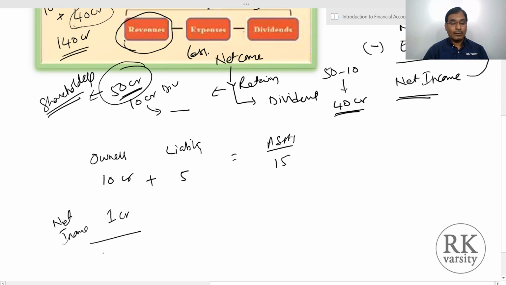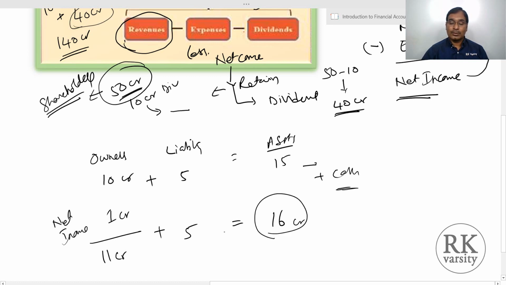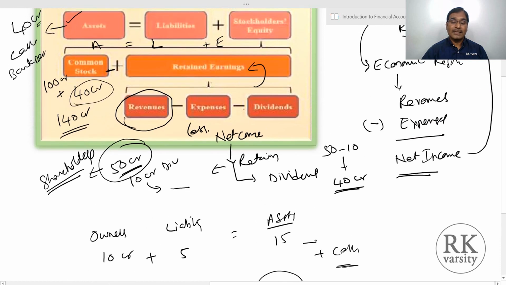Now what will happen to the owner's equity? Owner's equity now becomes 11 crore, and assuming the liability is not paid, it stays the same 5. Then your total assets should be 16 crore: the beginning 15 crore plus the increase in assets in the form of cash or cash equivalents or any other asset. This is how the extended equation helps. The retained earnings come from revenue generated minus expenses incurred, and if any dividends are paid, the balance is the retained earnings, which belongs to the common shareholders, so shareholders' equity will increase.